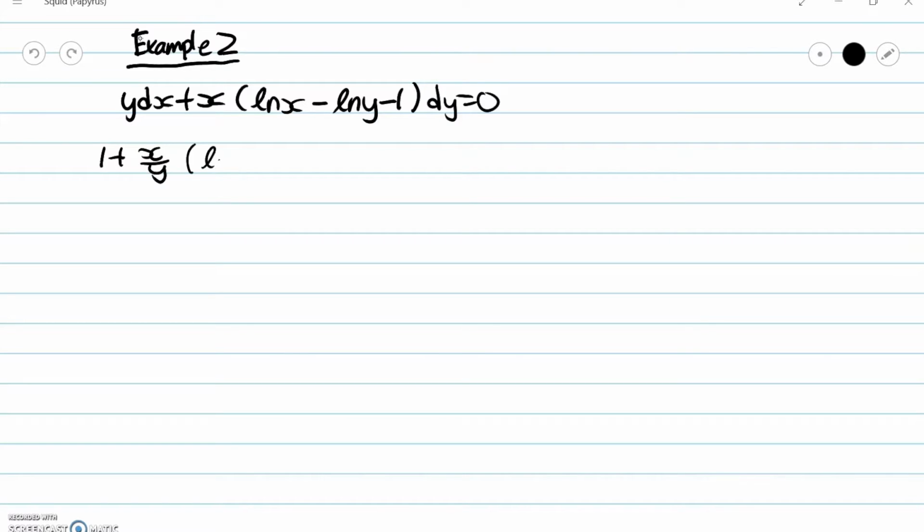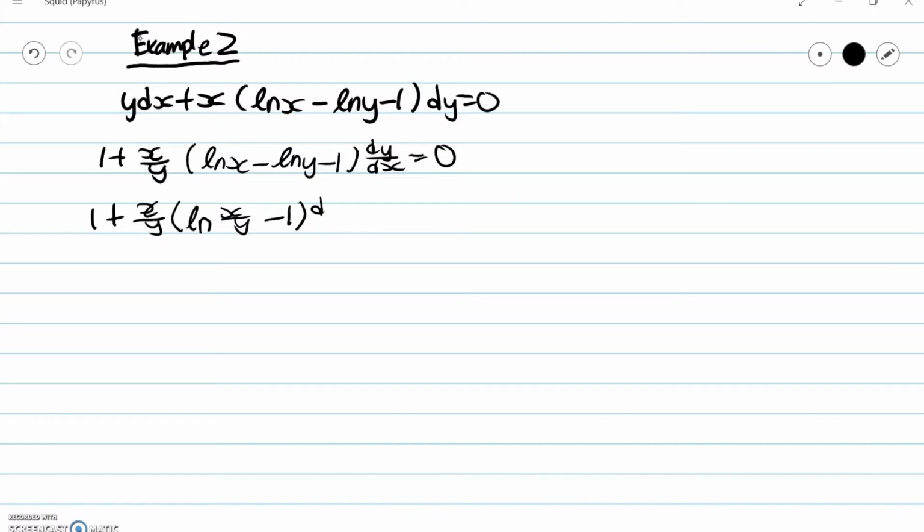So for the second example, we have y dx plus x bracket ln x minus ln y minus 1 bracket dy equals 0. First I need to make dx over dy. So we start with dividing by y dx. So we'll get it in this form. Following a log law, we'll get 1 plus x over y bracket ln (x over y) minus 1 bracket dy/dx equals 0. We then multiply everything by dx/dy.